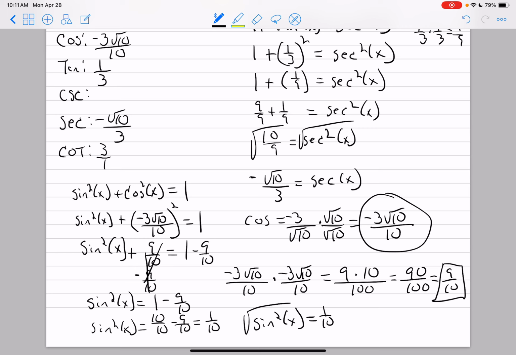Let's take that square root. I have sine of x equals the square root of 1, which is 1, over the square root of 10. Let's go ahead and rationalize that, and that equals root 10 over 10. So sine equals root 10 over 10.